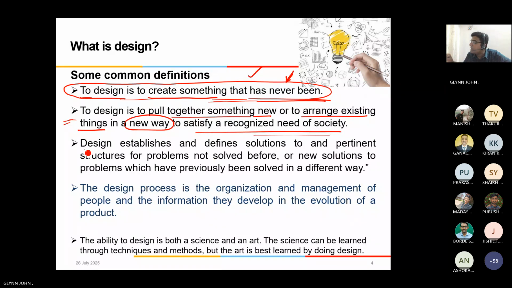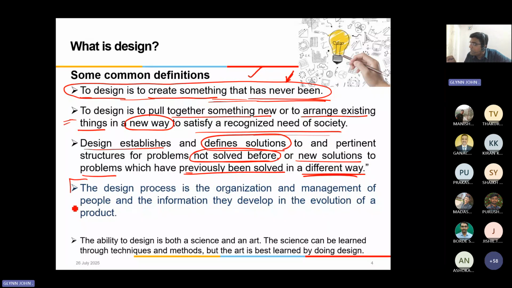Now, third definition: establish, define solutions to problems, right? So here you're coming up with solutions to problems probably not solved before. Now here again, they are talking about problems that have not been solved before, or new solutions to problems which have been previously solved in a different way, right? So again, a different way of looking at it.